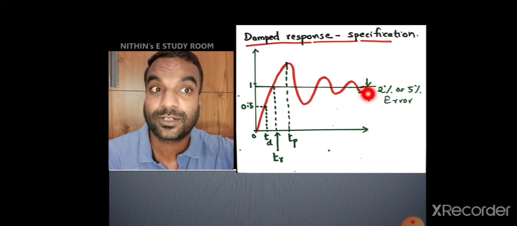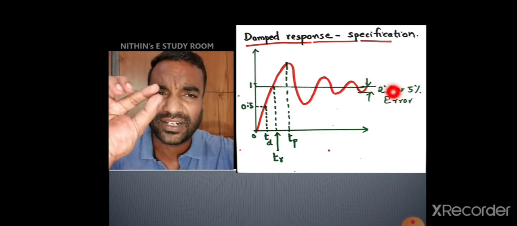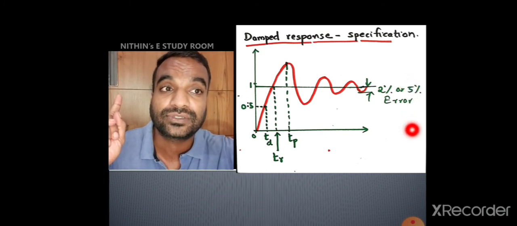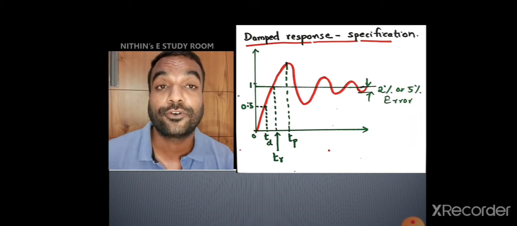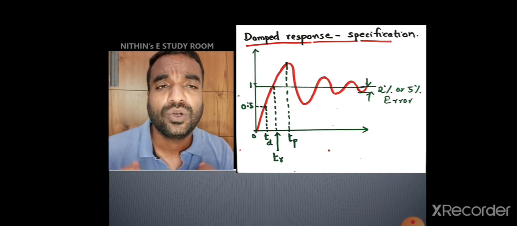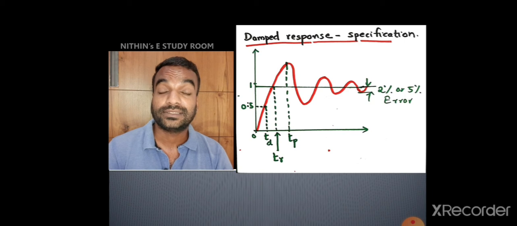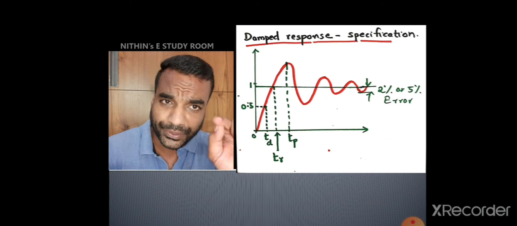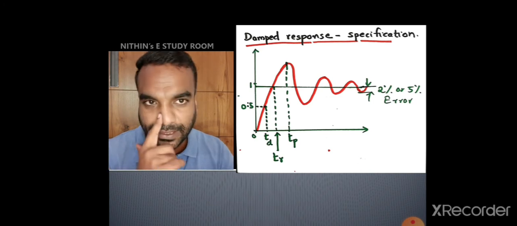Then where will the 2% error come? The oscillation will again repeat, and the value of the oscillation will further reduce. Somewhere here I will get a 2% error, and extending that to the time axis, that time is known as Ts for 2%. So which will be higher, Ts for 5% or Ts for 2%? Ts for 2% will definitely be higher, because you have to wait some more time for the oscillations to reduce further to get a smaller error. 2% error is smaller than 5% error.